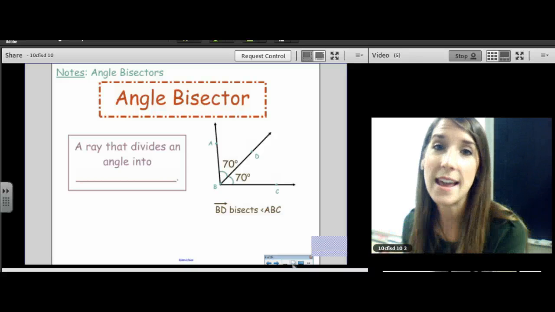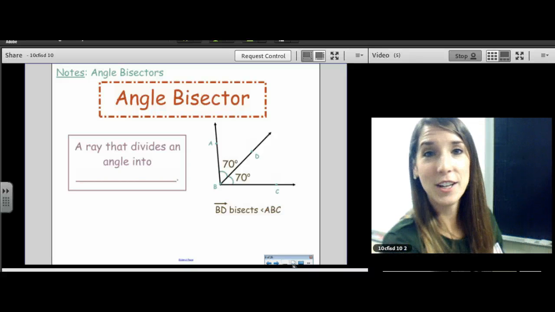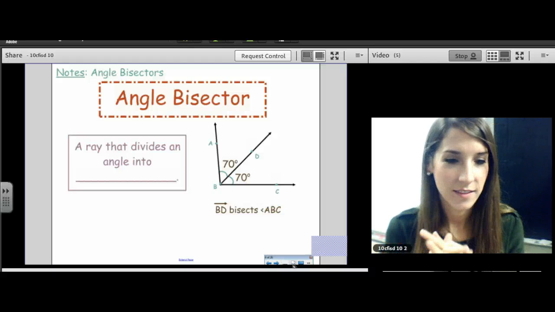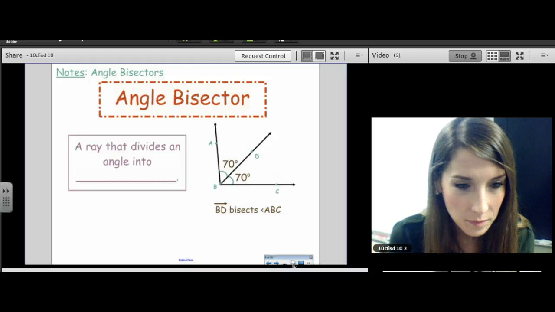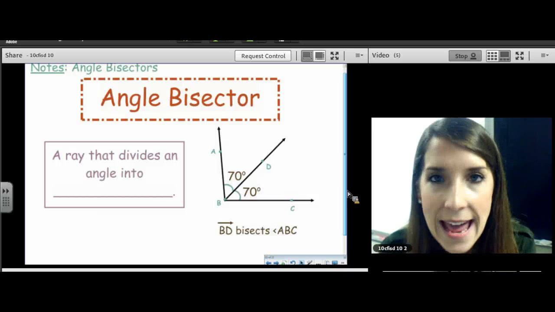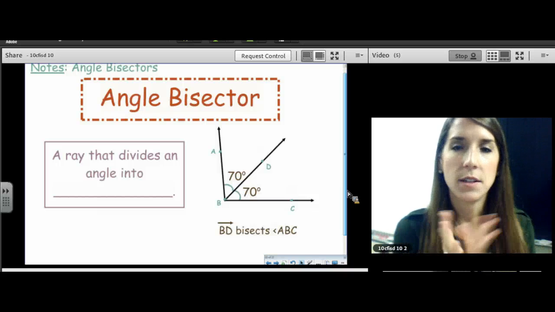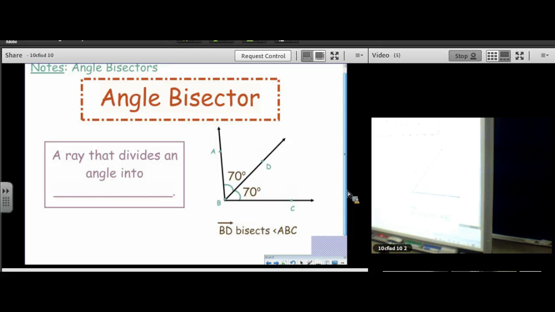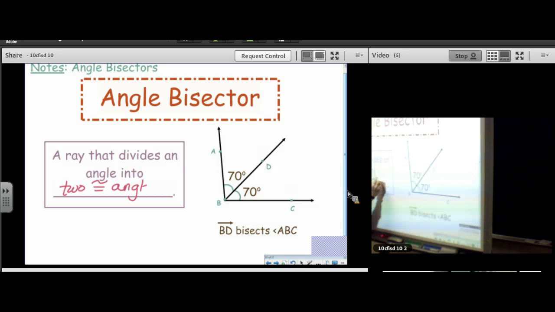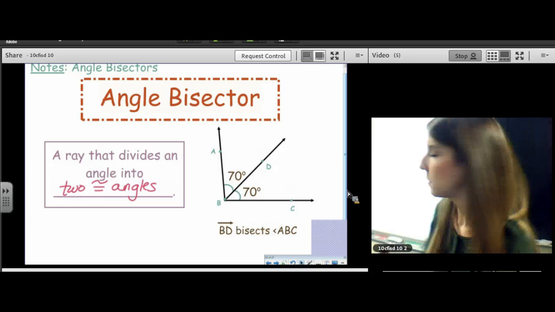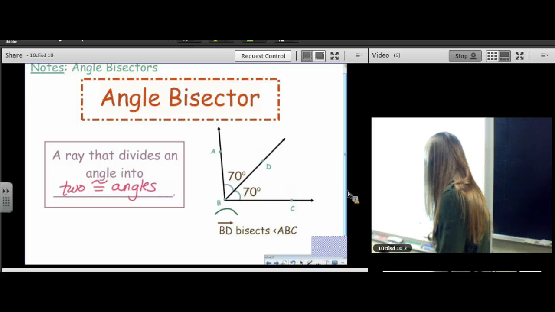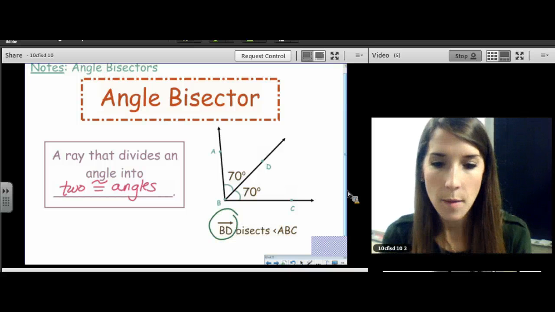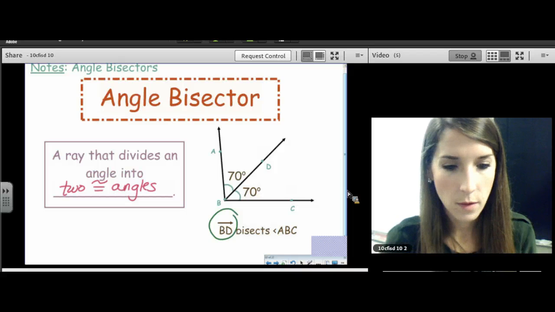Midpoint is to segment, as angle bisector is to angle. So an angle bisector is a ray, because an angle is made up of rays. An angle bisector is a ray that divides an angle into two congruent angles. So that is the definition of an angle bisector. Notice how I said ray BD bisects angle ABC.